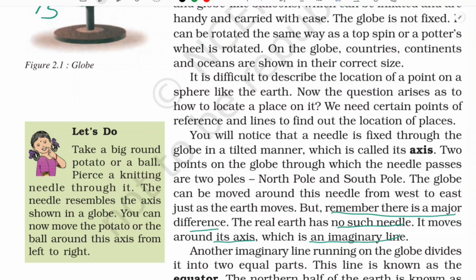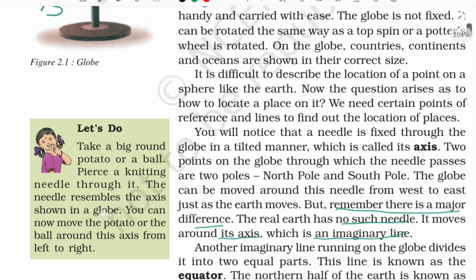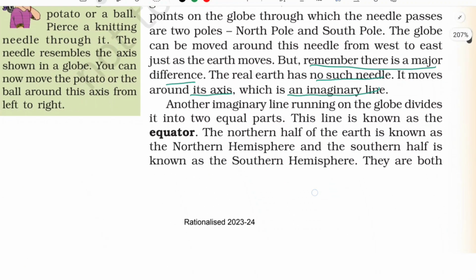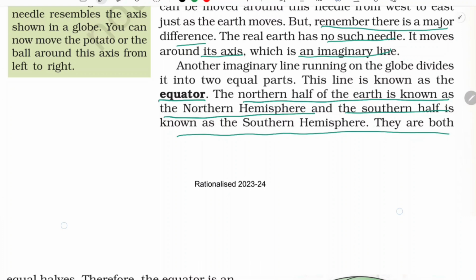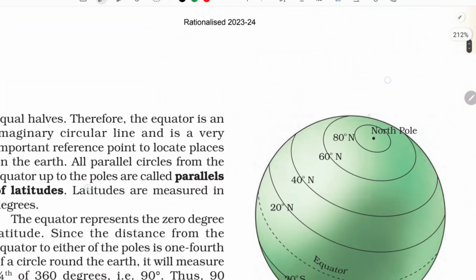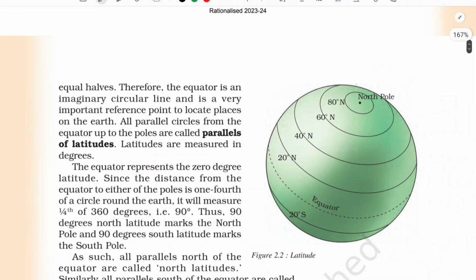Another imaginary line is also there, that is known as the equator. The northern half of the earth is known as the northern hemisphere and the southern half is known as the southern hemisphere. Let us try to understand through this picture given over here. Both these are divided into equal halves.